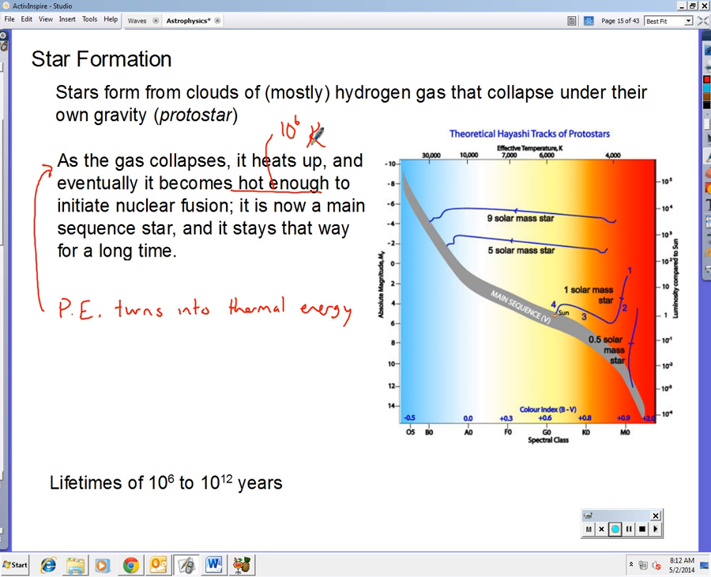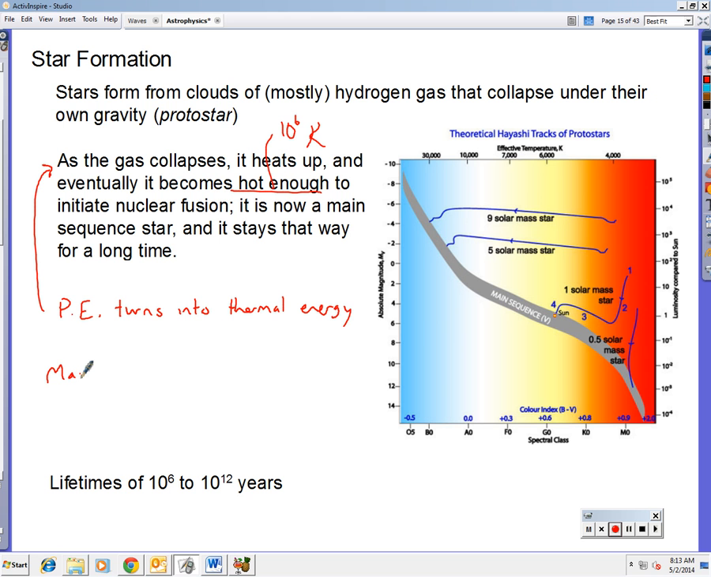Keep in mind, though, that the cloud starts glowing well before fusion starts. Because, remember, to glow red, its temperature only needs to be about 3,000 kelvins. But to initiate fusion, the temperature has to be at 10 million kelvins. So a protostar can glow even before fusion starts. But once fusion starts, it's now a star. It's somewhere on the main sequence, and it's going to be burning hydrogen in the core.